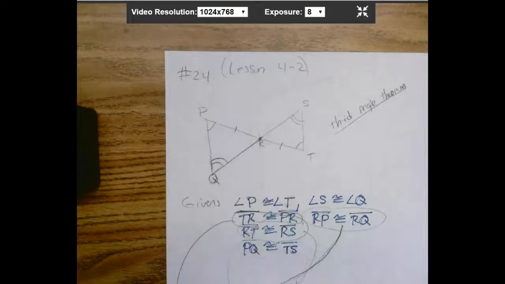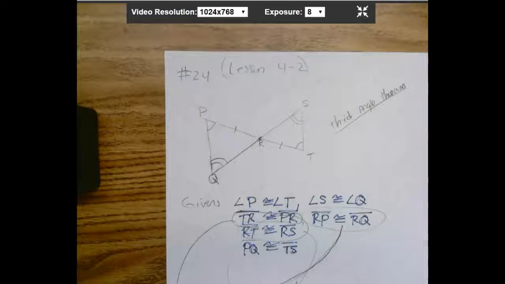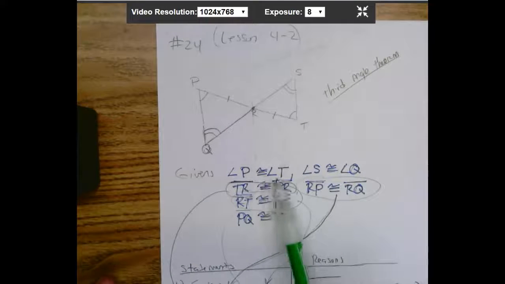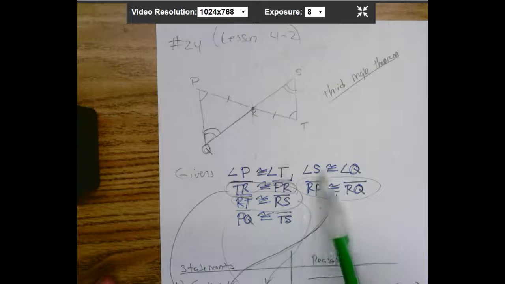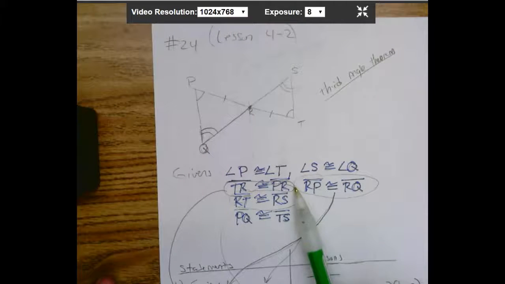P and T are congruent. The angle Q and S is congruent. The angle P and T is congruent. Okay, and we can then look at some of the givens. Some of these are relisted down here. The angle P and T are congruent. The angle S and Q, I mentioned those already. And then we have TR equals PR.